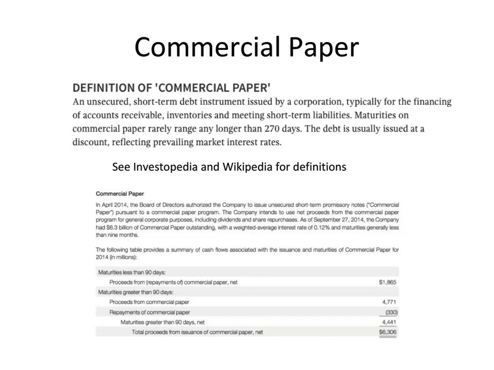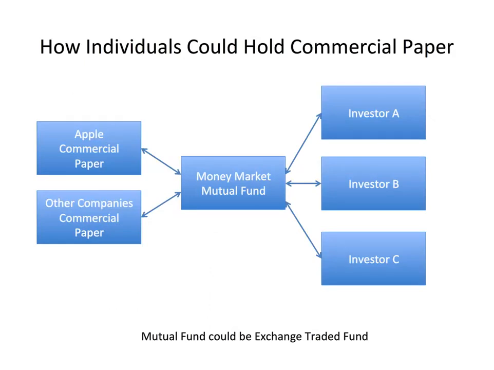Commercial paper typically is for less than 270 days, and the bottom part of this comes from the financial statement of Apple. As you can see, it had proceeds of commercial paper, this would be from 2014, of $6.3 billion. Investors typically do not hold commercial paper of a single company such as Apple because the denominations simply are too big.